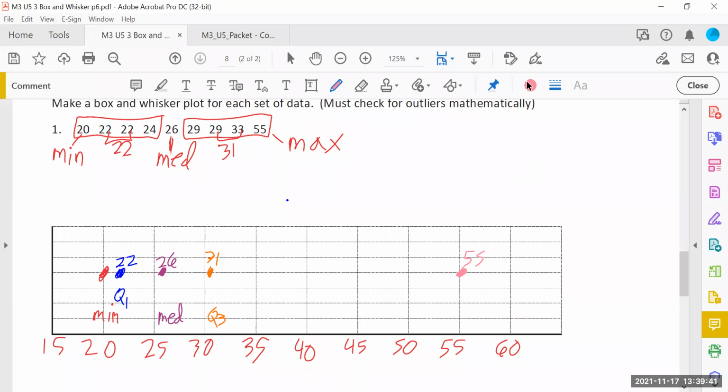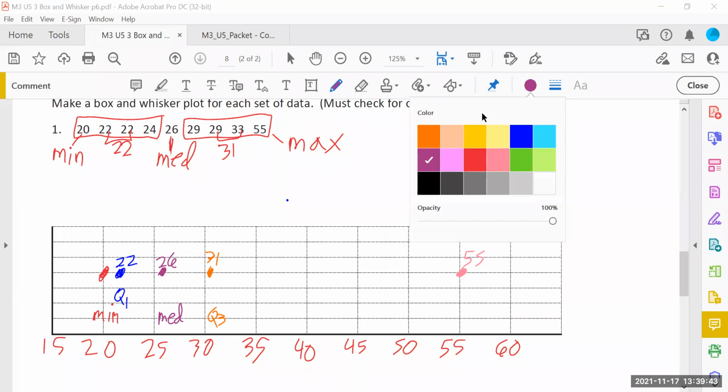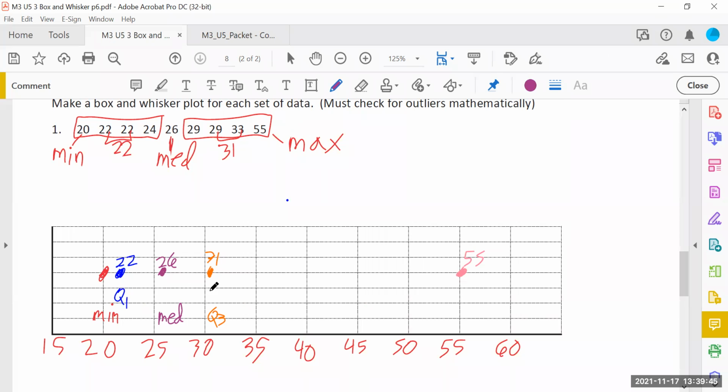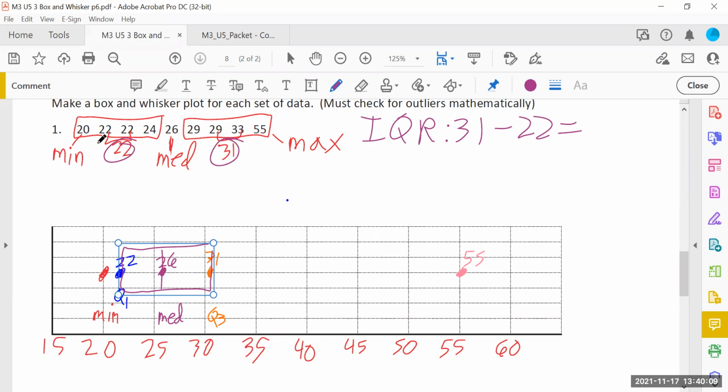Now, the IQR, the interquartile range, is the width of the box, Q3 minus Q1. So here's my box. I'm going to find the IQR by doing 31, Q3, minus 22, which is Q1. 31 minus 22, the width of my box. My width of my box is 9.